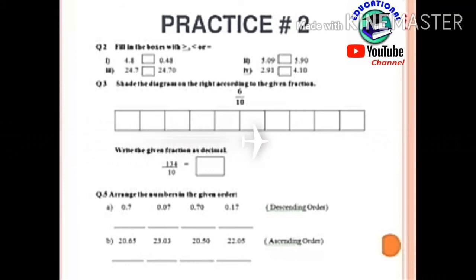Next one is write the given fraction as a decimal. We have a fraction 134 upon 10. So you have to write it in decimals. Next sum is arrange the numbers in the given order. First one is arrange the numbers in descending order and next part B is arrange the given numbers in ascending order.